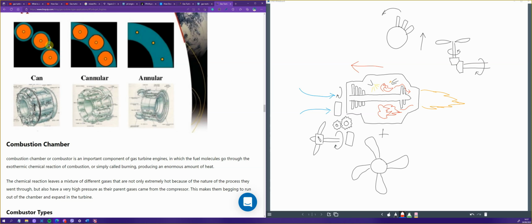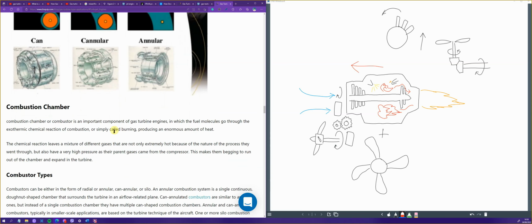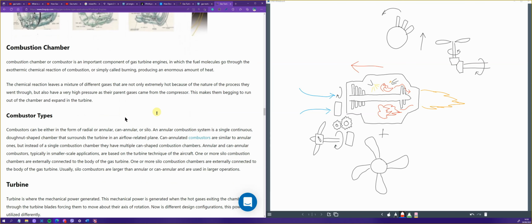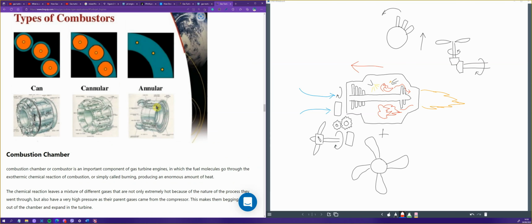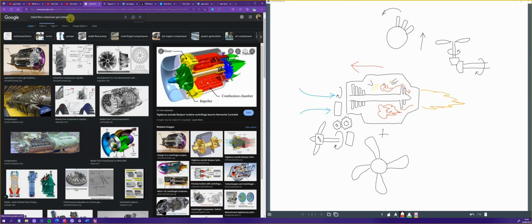Yung cannular, ito na, makita nyo na space. Ito yung explosions mo, and it fills up the volume. Yung annular mo maliliit na. Sige, hanapin natin yung annular.